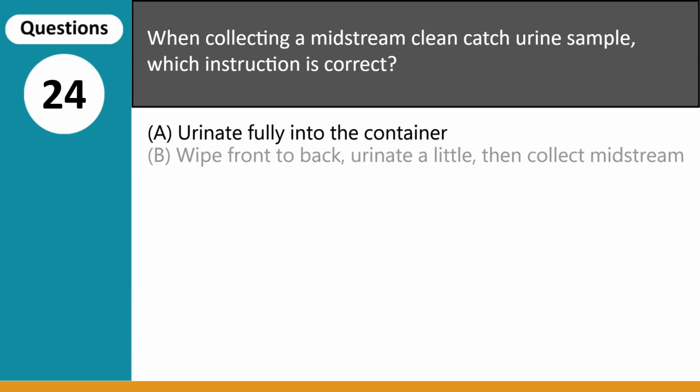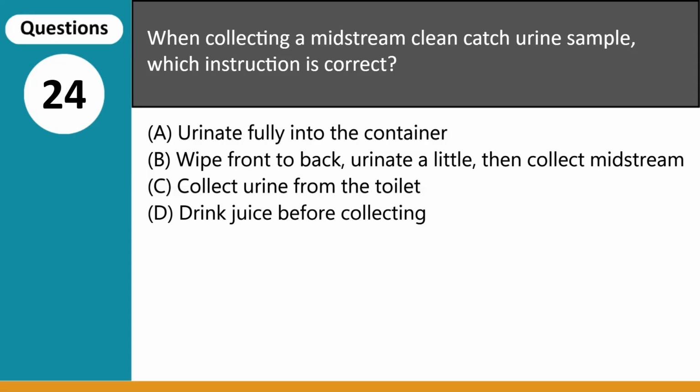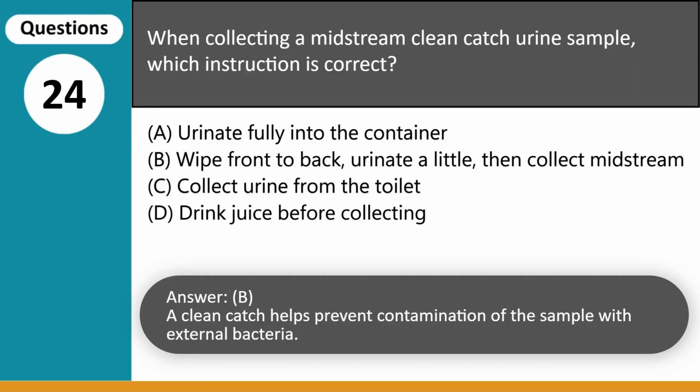When collecting a midstream clean catch urine sample, which instruction is correct? A. Urinate fully into the container. B. Wipe front to back, urinate a little, then collect midstream. C. Collect urine from the toilet. D. Drink juice before collecting. Answer: B. A clean catch helps prevent contamination of the sample with external bacteria.